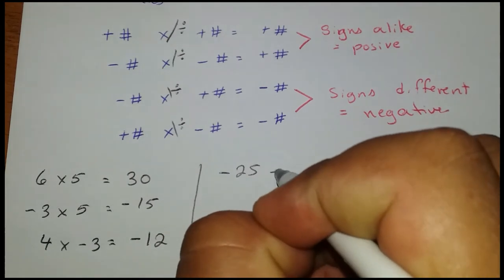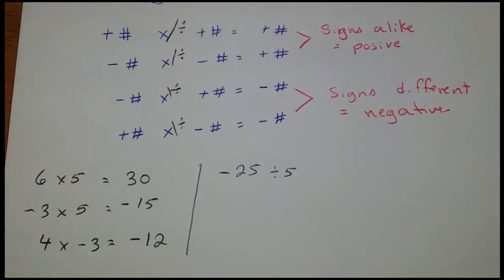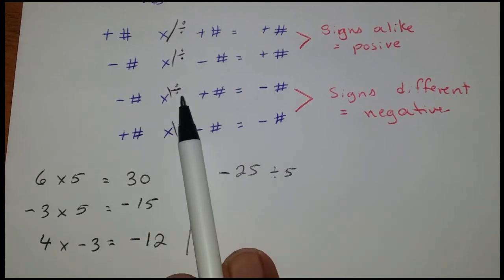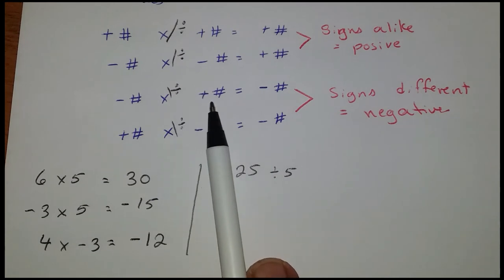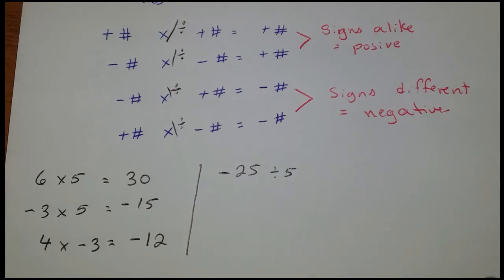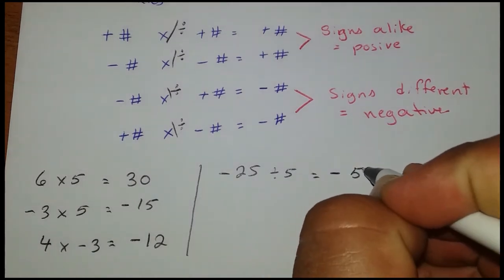Negative 25 divided by 5. Now this is division. Take a look at the division. For the division, negative 25 and a positive 5, it follows this one here. A negative number divided by a positive number, my answer should be a negative answer. So that means that my answer is going to be negative. And then we divide normally. 25 divided by 5, my answer is 5.